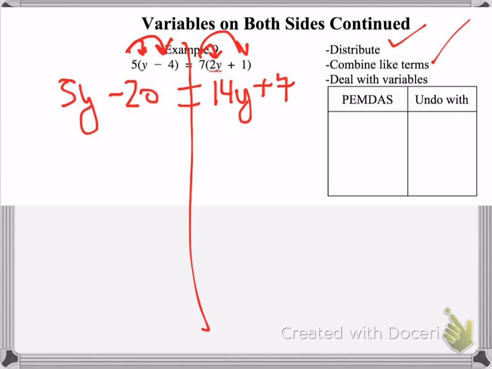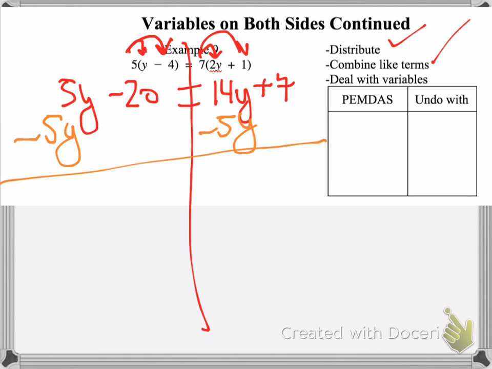I got to deal with my variables now. So I'm going to subtract 5y from this side. So if I do that, I got to subtract 5y from both sides. 5y minus 5y, gone. We've got negative 20 equals 14y minus 5y is 9y, and then we've got plus 7.